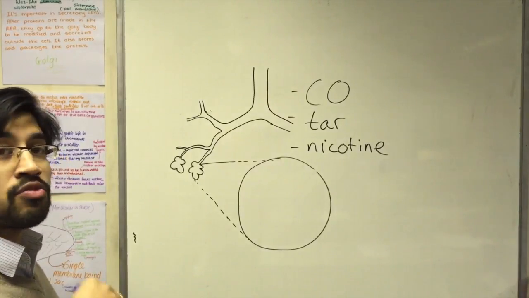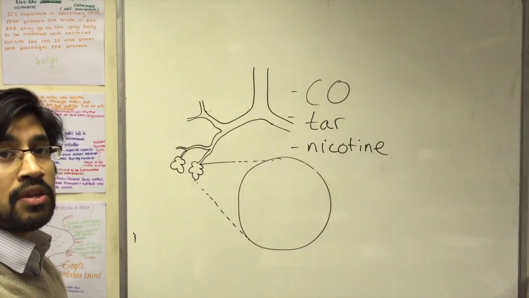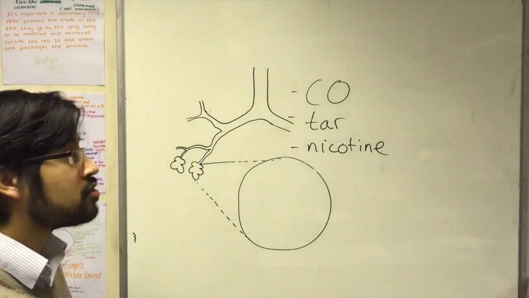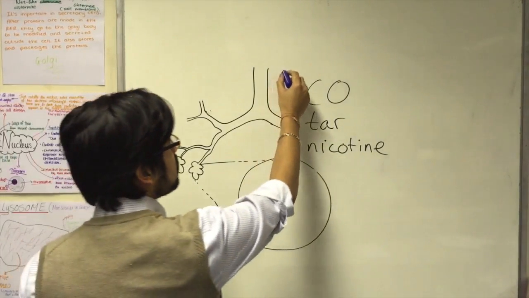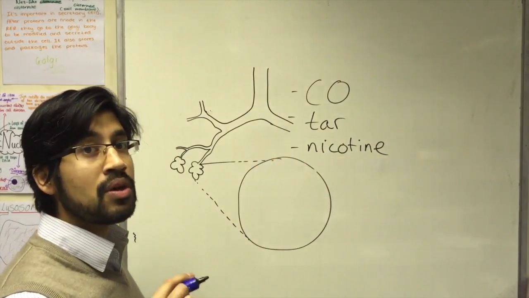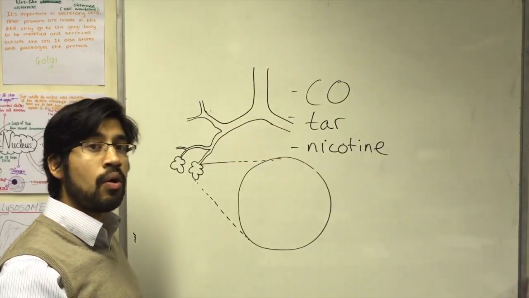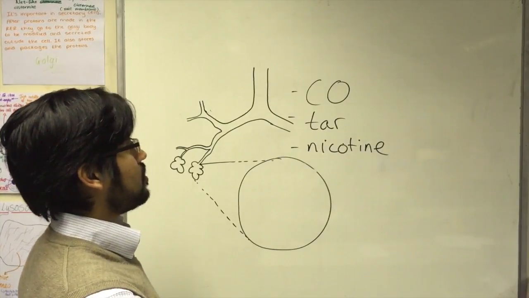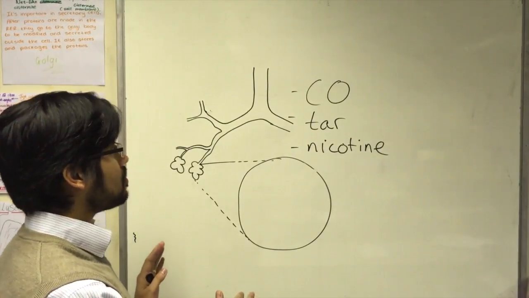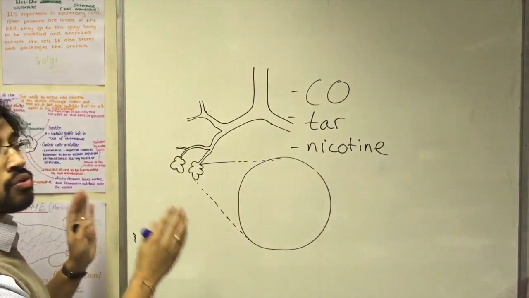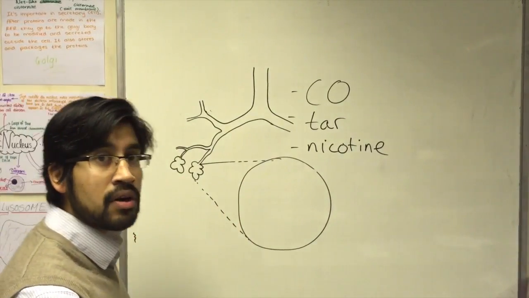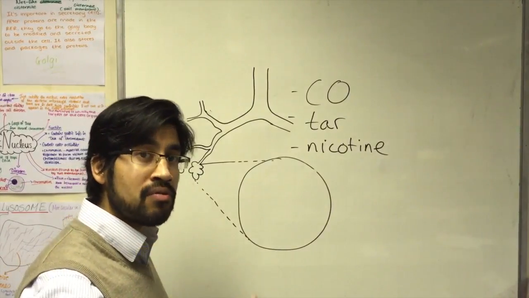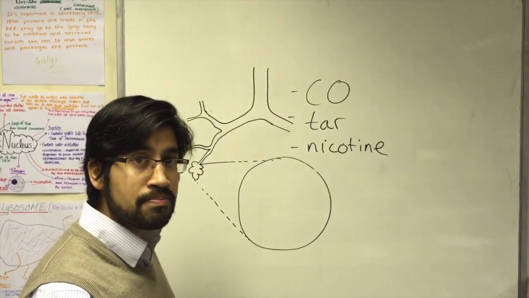Now, cigarettes contain many chemicals, a huge range of them. Some of them are extremely harmful. Some of them you need to be exposed to on a more consistent basis for it to be harmful. But these are the three main ones that you need to know about, and you need to know in detail their effects on the body. There's two branches to this part. The first is what effect these things have on the lungs, and the second part is what effect they have on the cardiovascular system, i.e. blood vessels, the heart, and the blood.